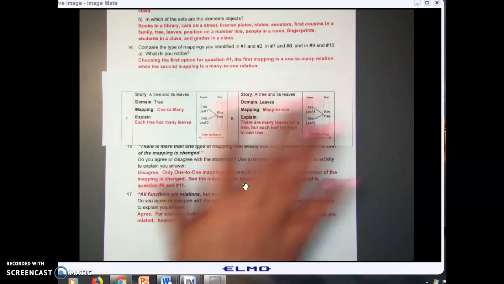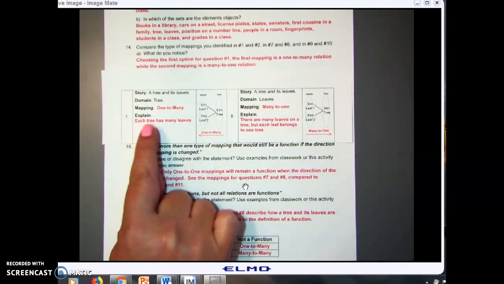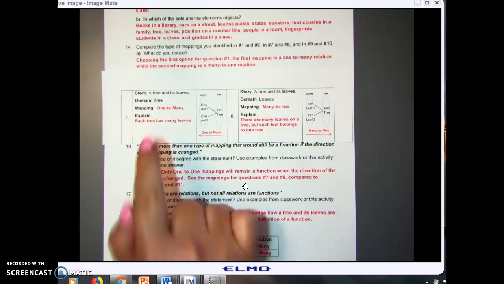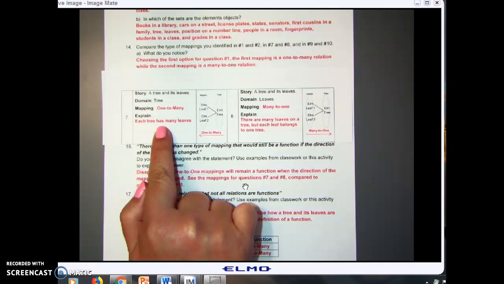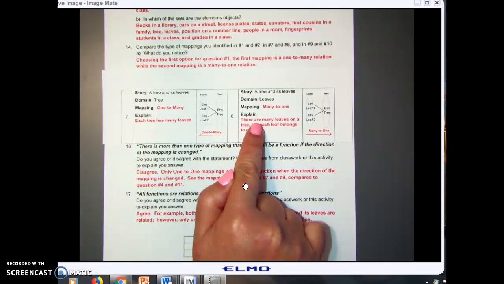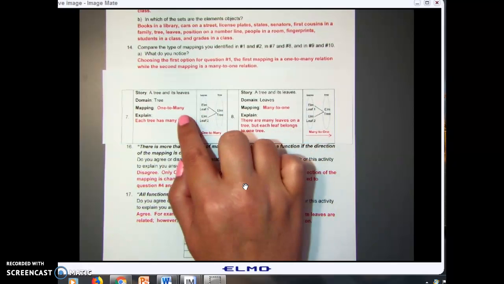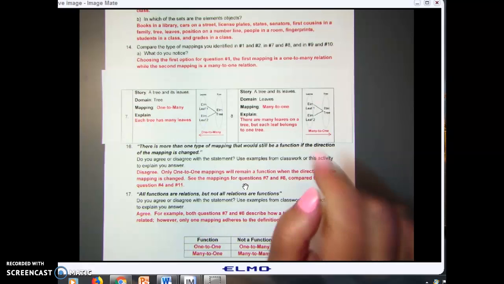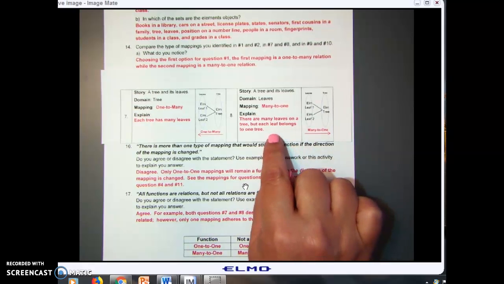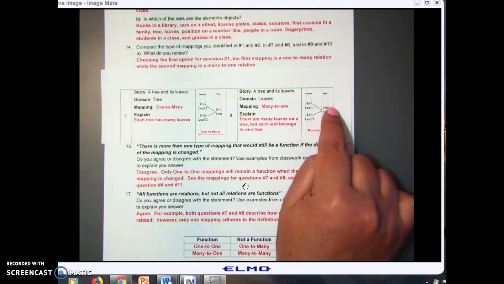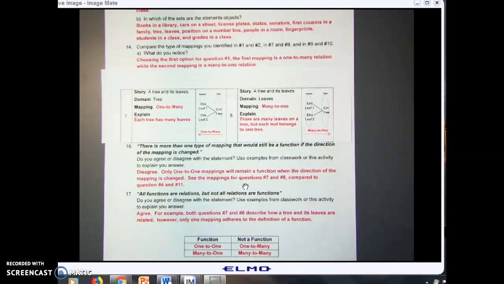So if we look at questions 7 and 8, do you see that they're exactly the same story, a tree and its leaves? But in question 7, the domain is tree, and in question 8, the domain is leaves. And so in question 7, because each tree has many leaves, it's going to be a one-to-many situation. Whereas in question 8, there's many leaves on a tree, but each leaf belongs to one tree. So there's many leaves belonging to one tree, which makes that a many-to-one situation.